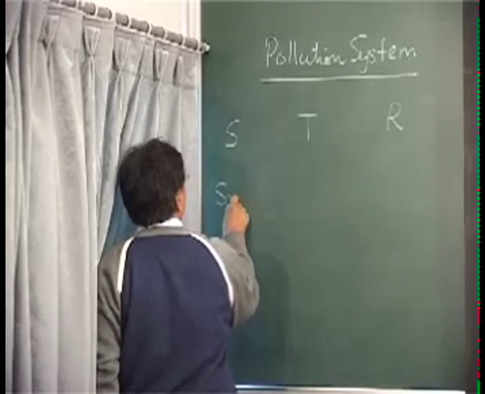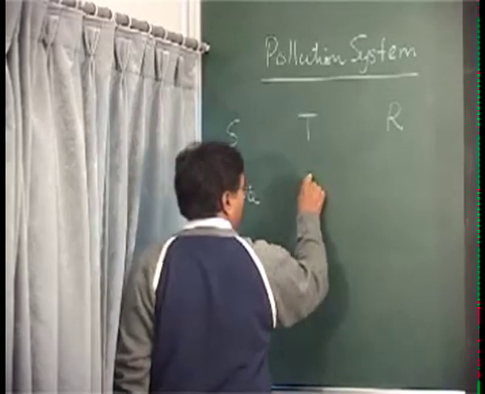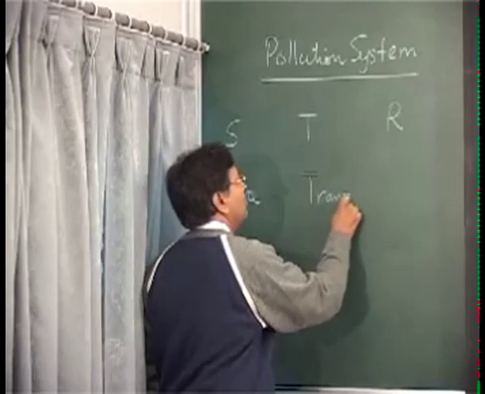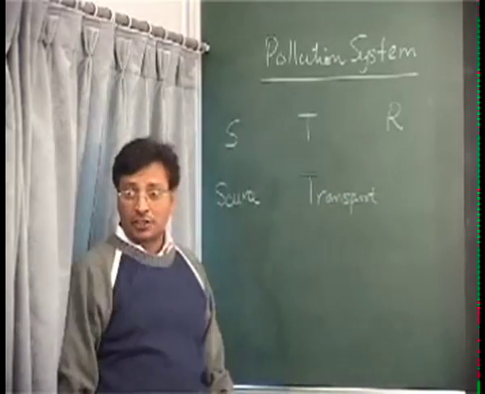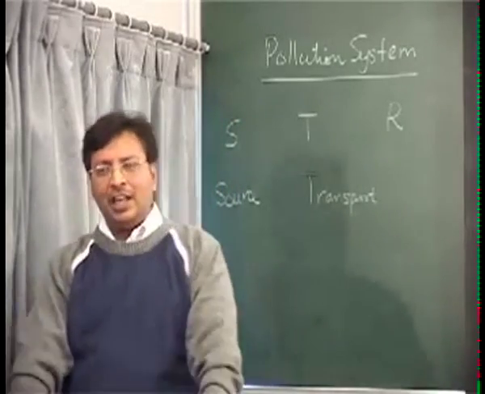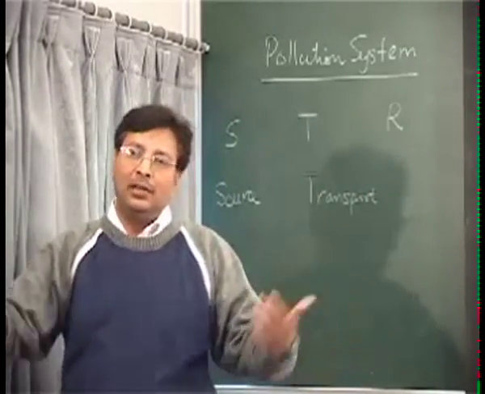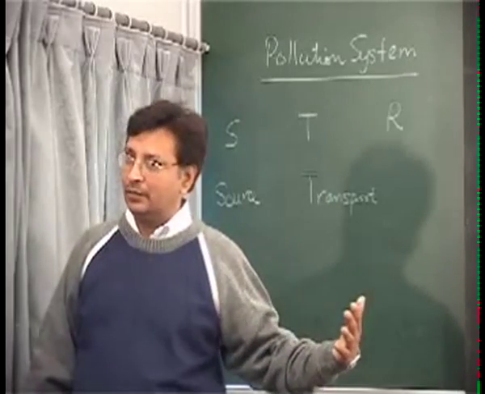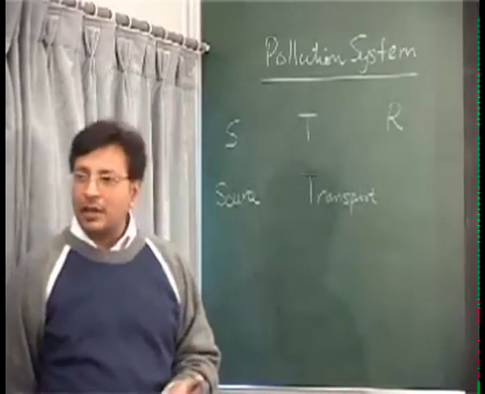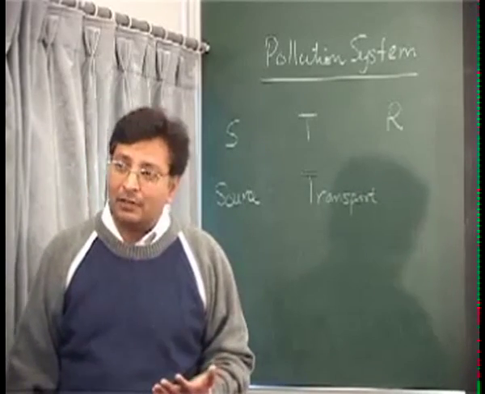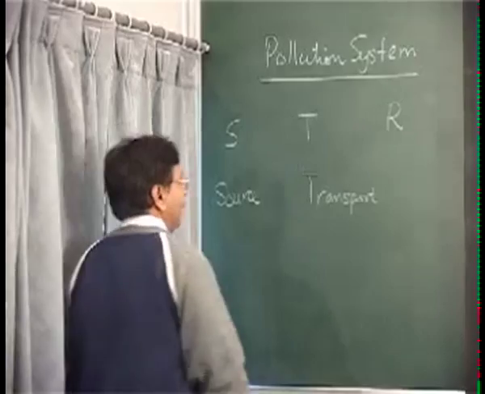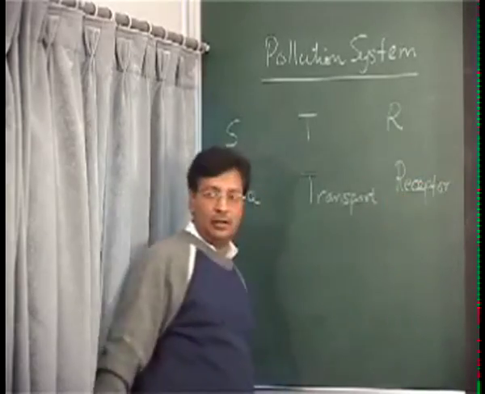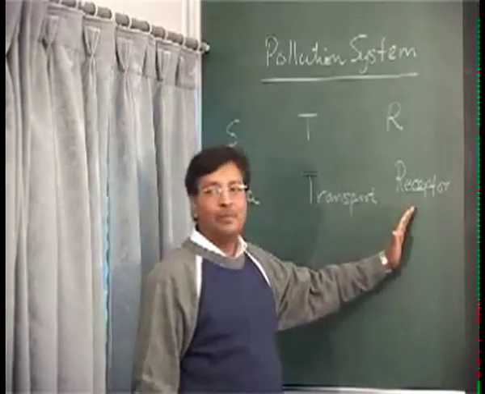source of pollution, whatever we are talking about. There must be a mechanism to transport. If there is no transport, pollution is happening, let it happen here. I'll run away from here and let things happen. But the source, unfortunately or fortunately, is transported. Let it transport, who cares? But then it impacts someone so vital to us, and that vitality we call the receptor. Source, transport, and it impacts the receptor.